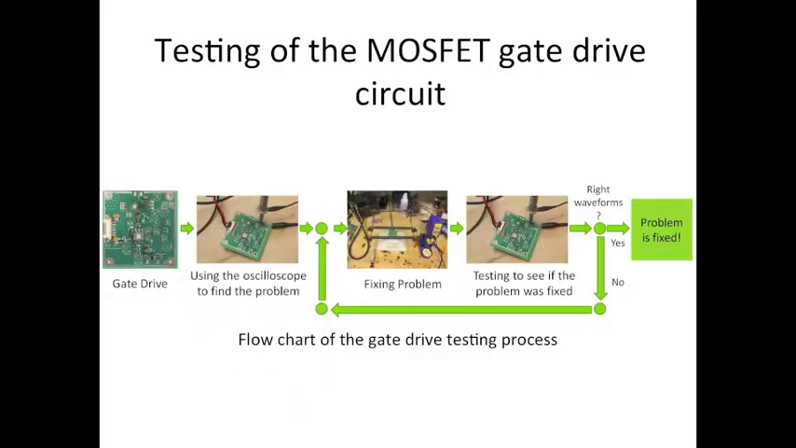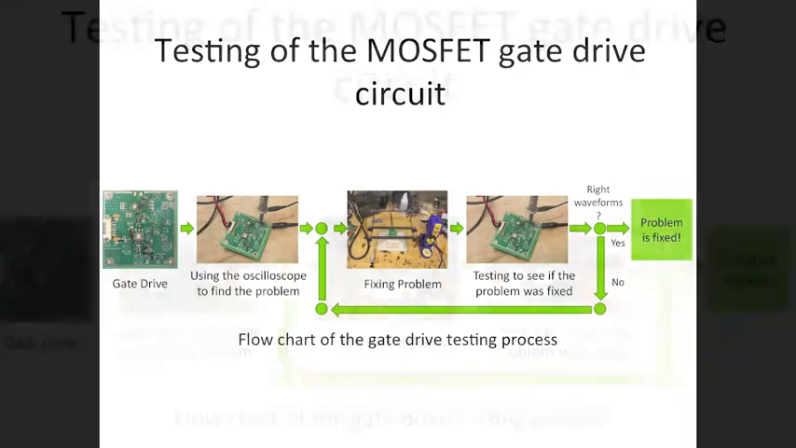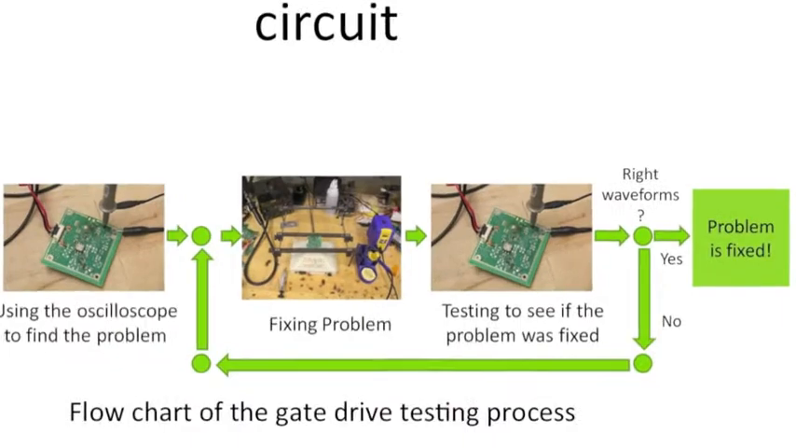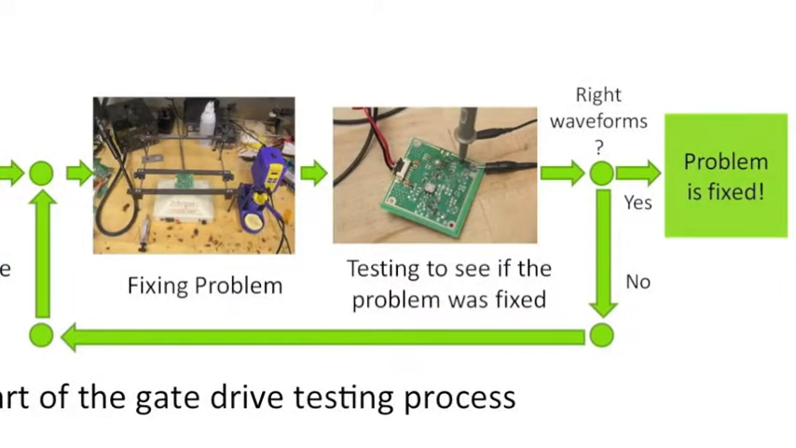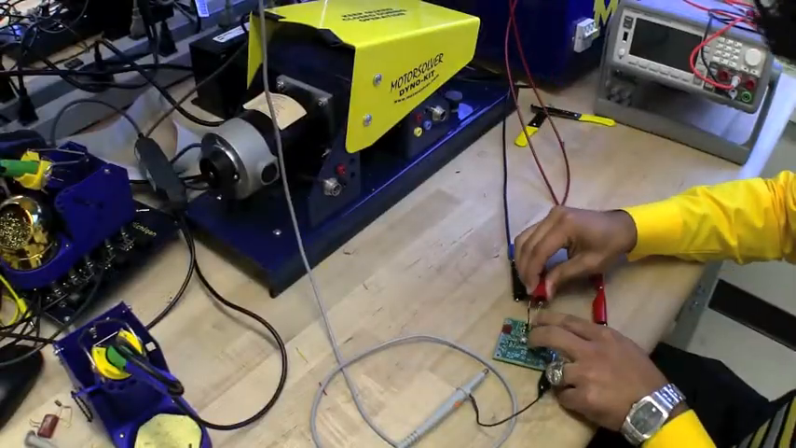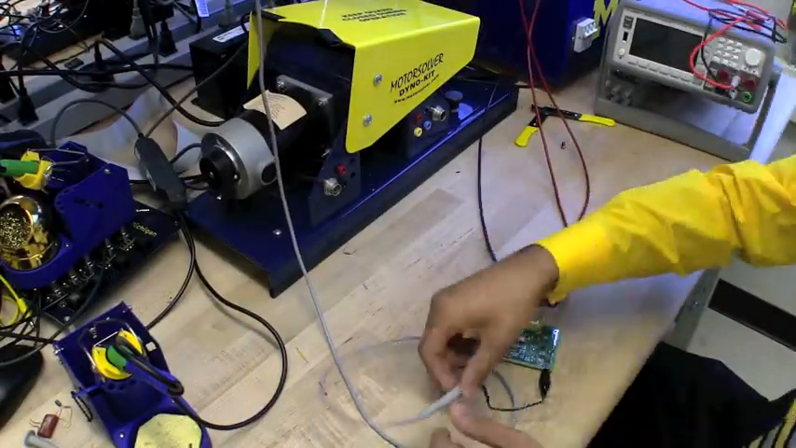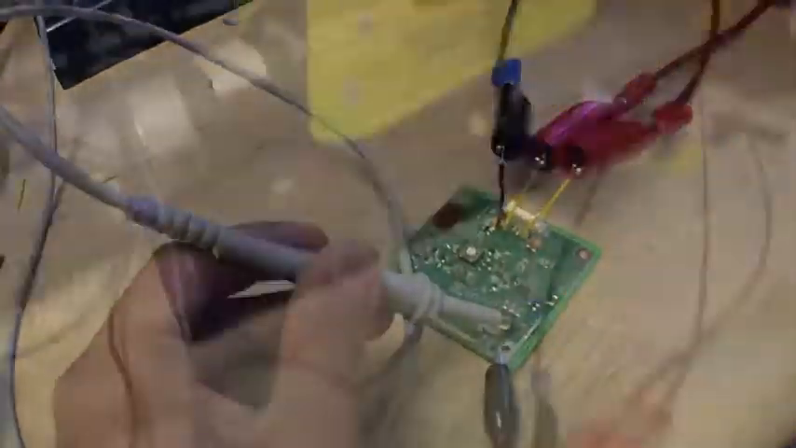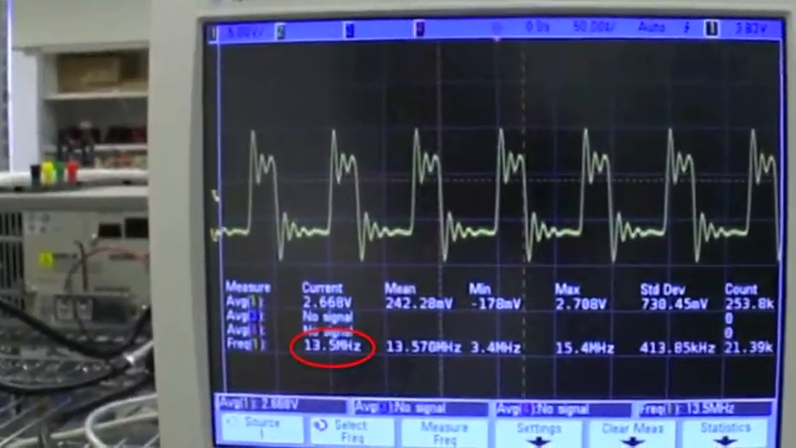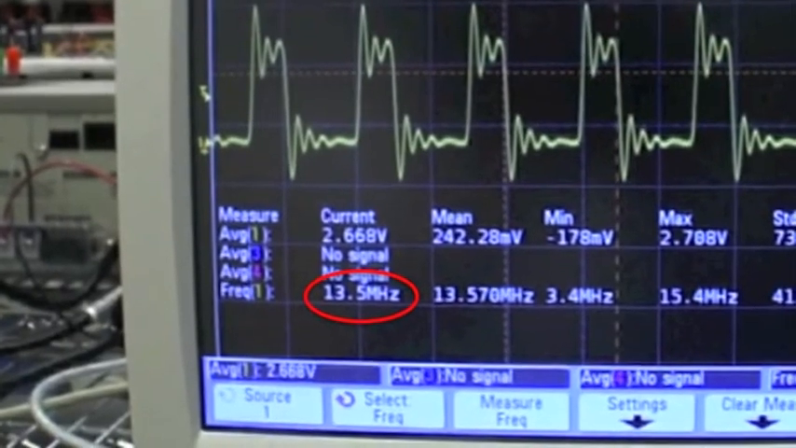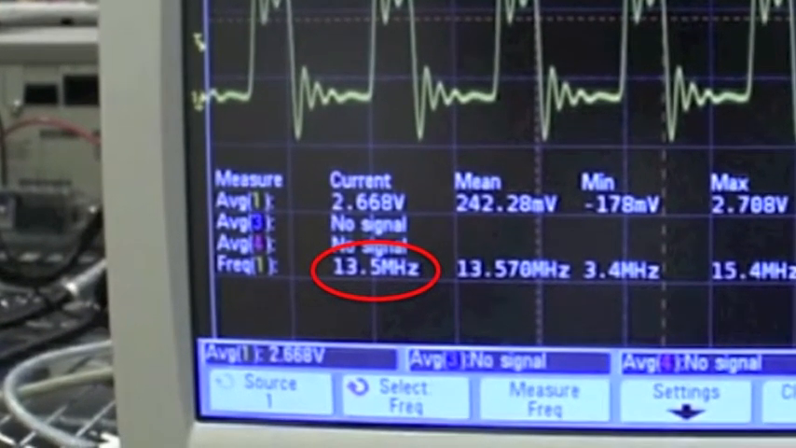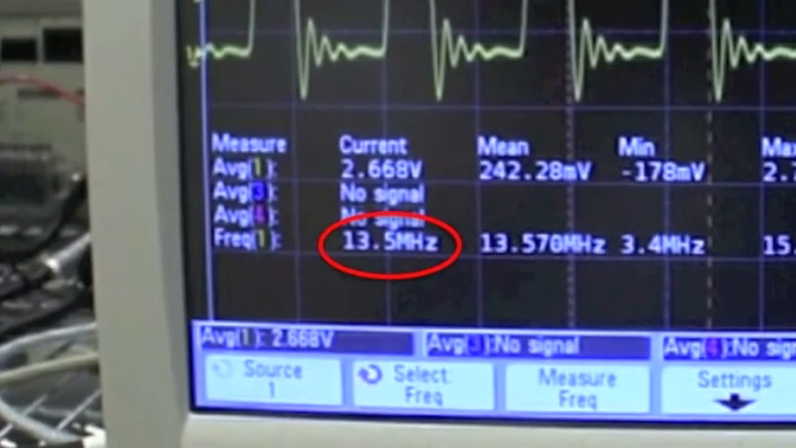After soldering, I had to test the gate drive again to see if I solved the problem. If I did not fix the problem, I had to repeat the whole process again. If I fixed it, I should obtain the waveform shown in the following scene. Notice that the frequency is 13.56 MHz as expected. This proved that the problem was fixed.